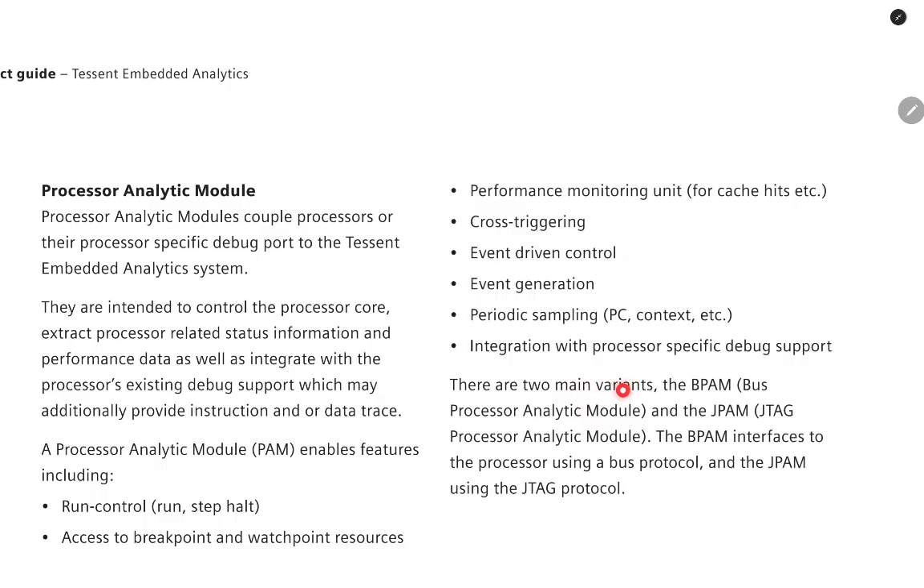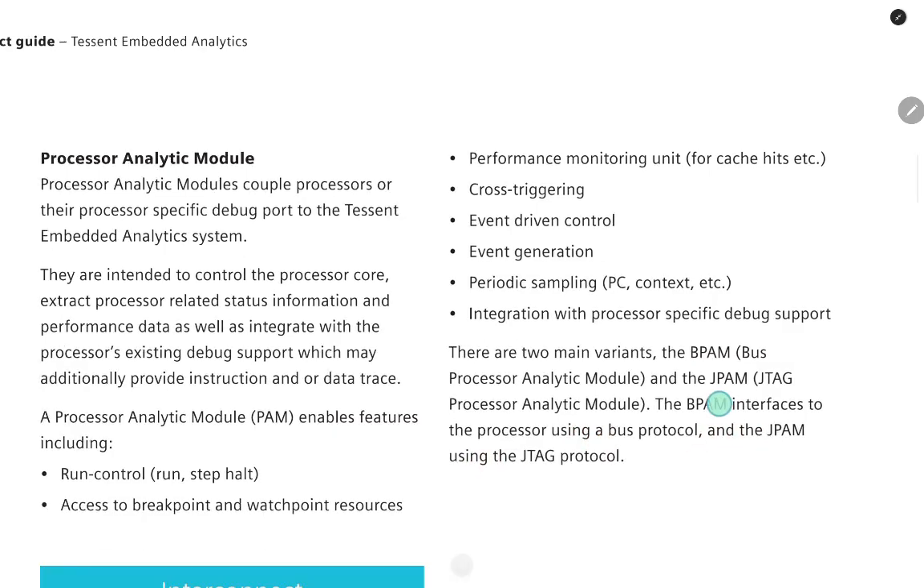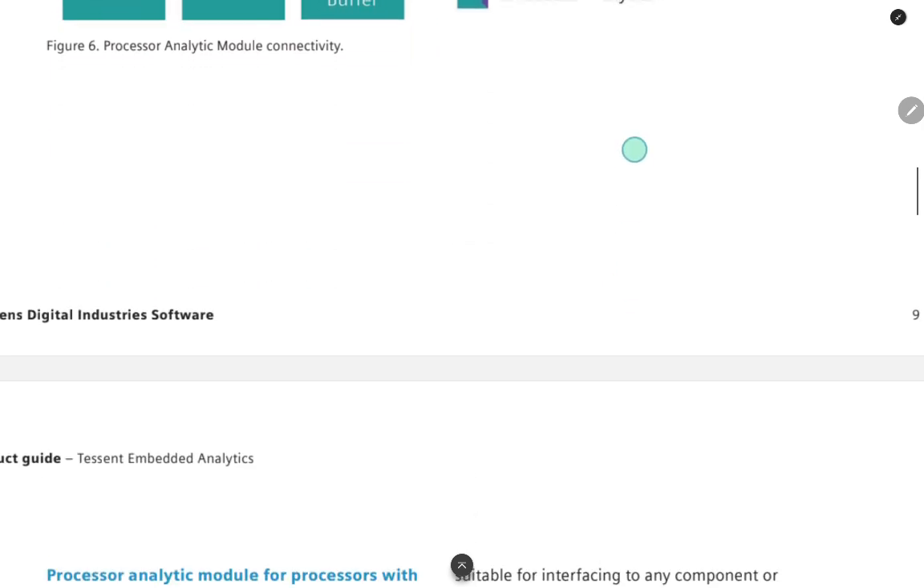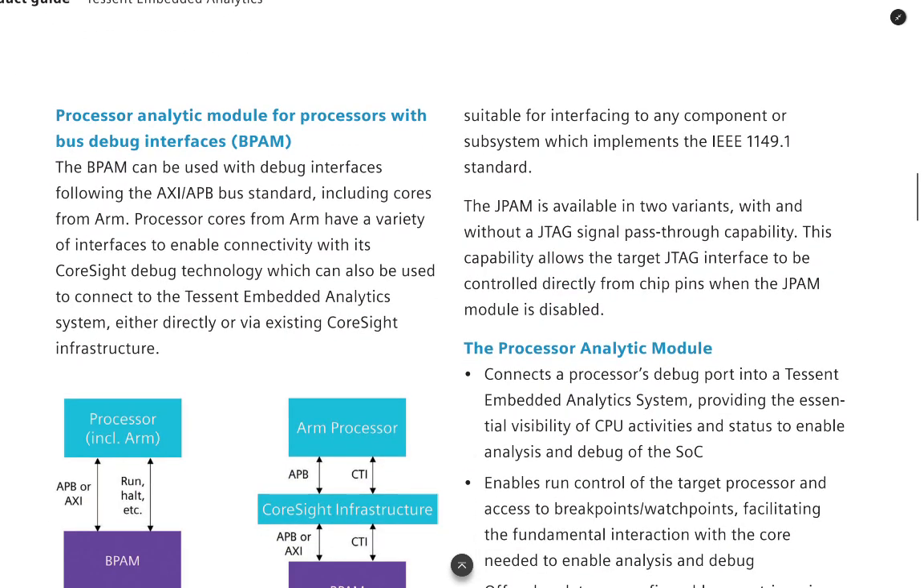There are two main variants, the BPAM, Bus Processor Analytic Module, and the JPAM, JTAG Processor Analytic Module. The BPAM interfaces to the processor using a bus, and the JPAM uses the JTAG protocol. First, the processor analytic module for processors with a bus debug interface, the BPAM.